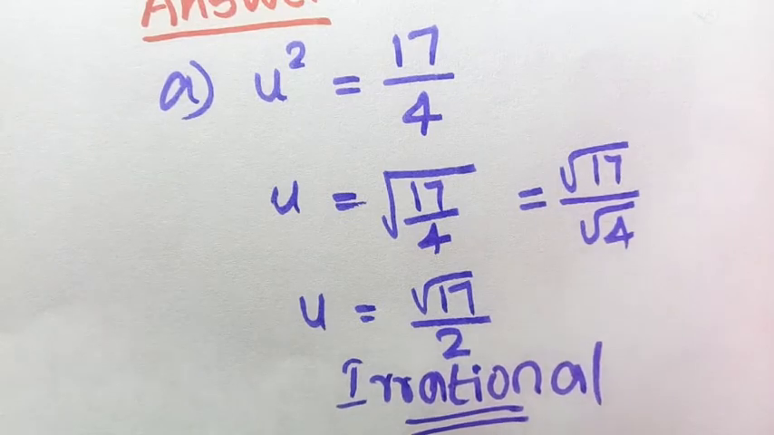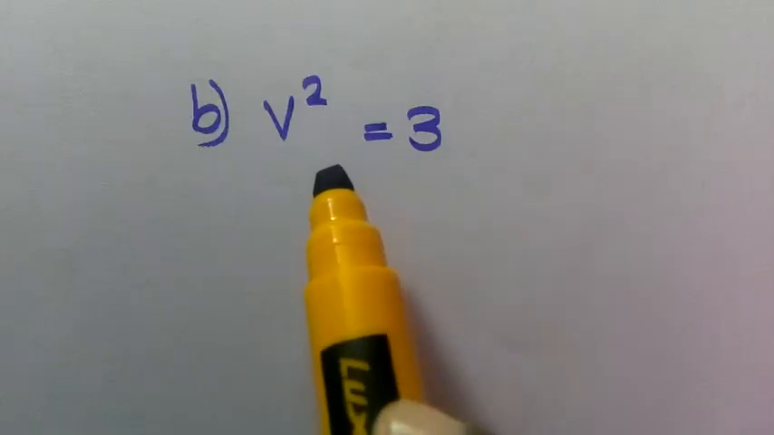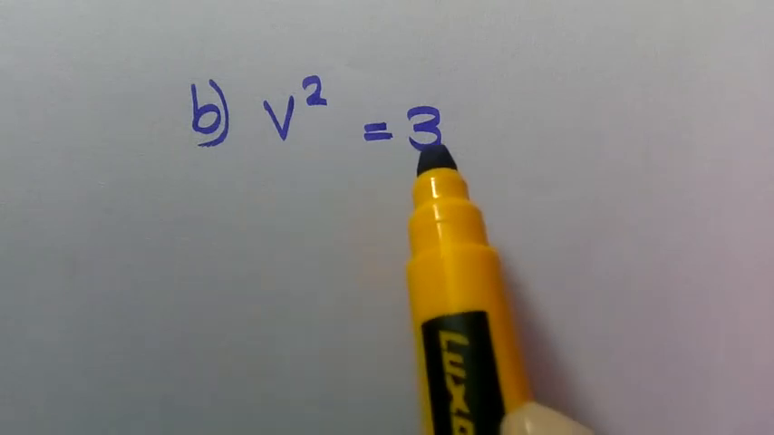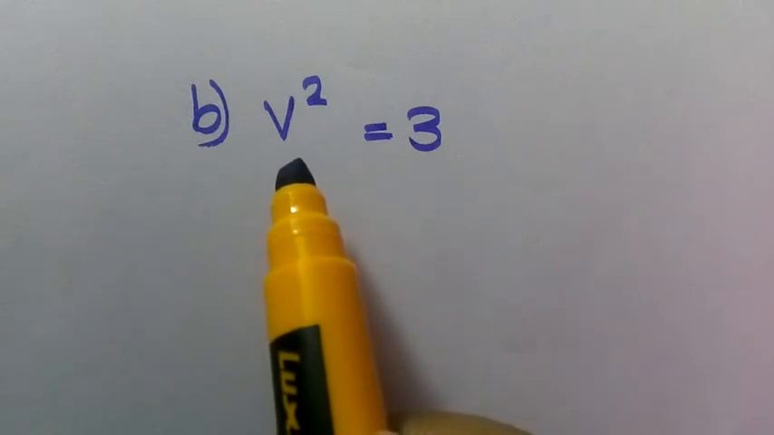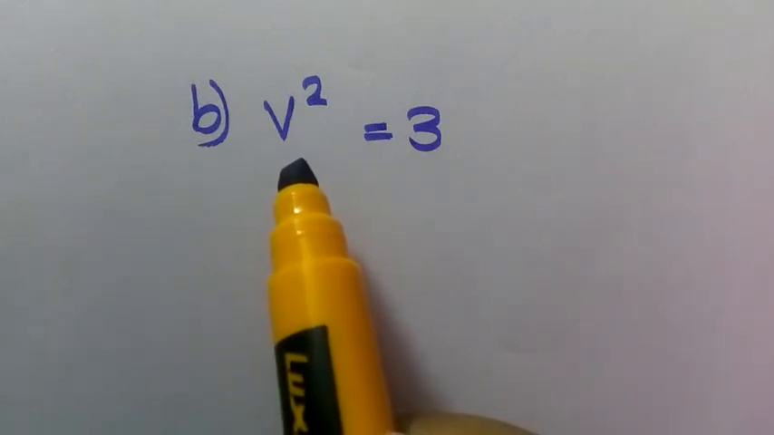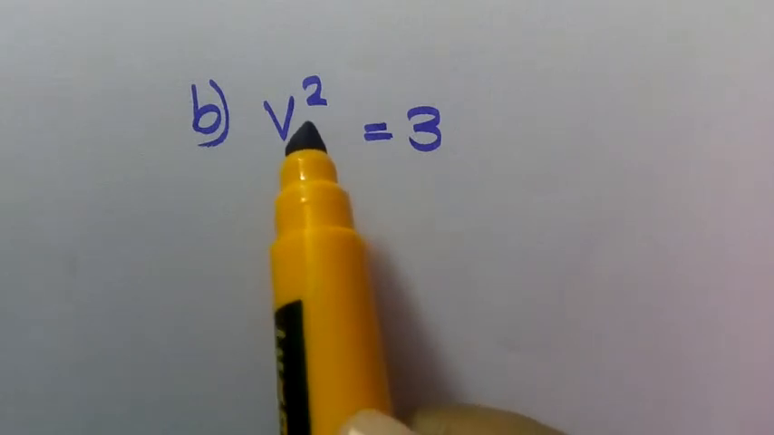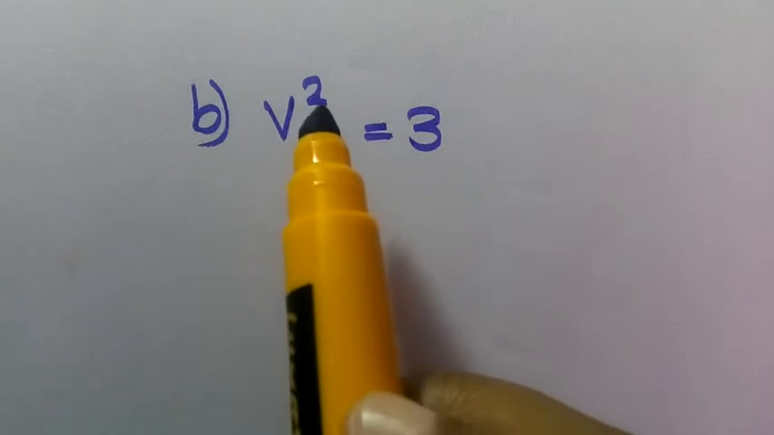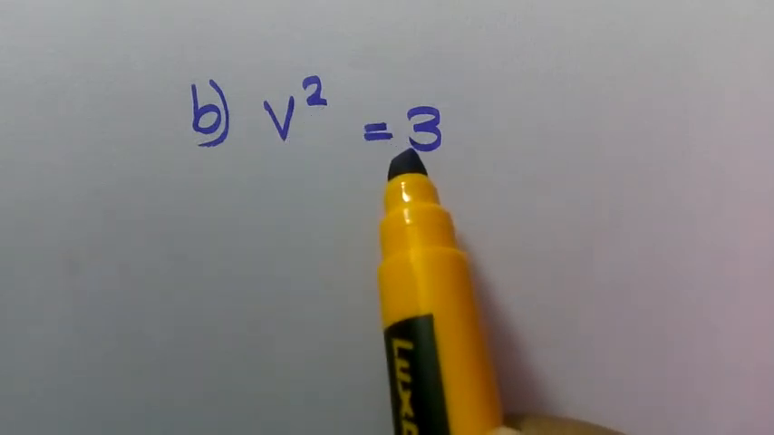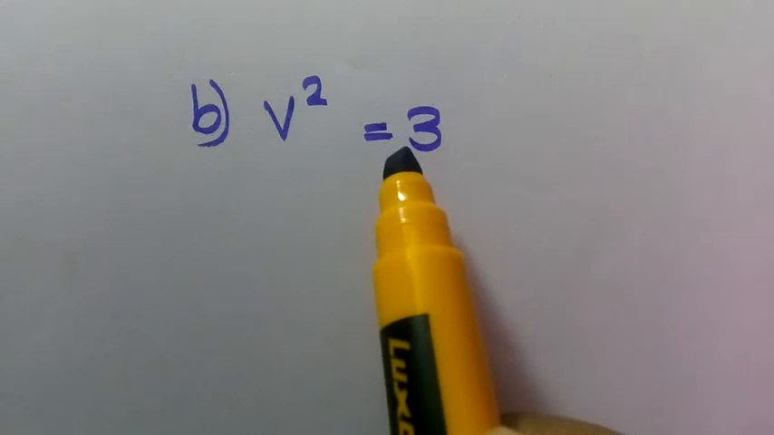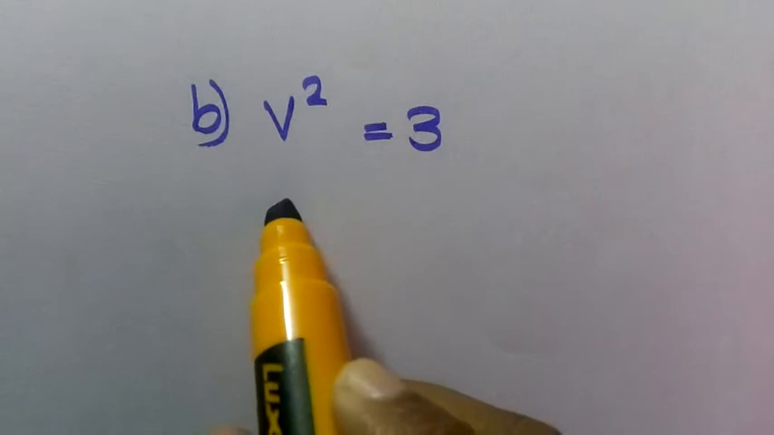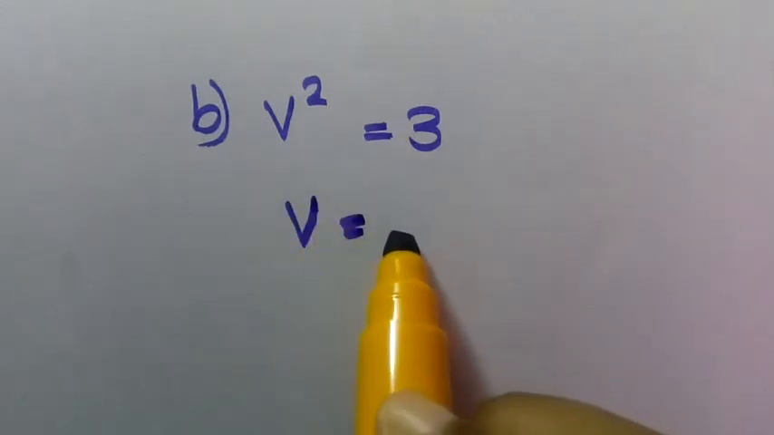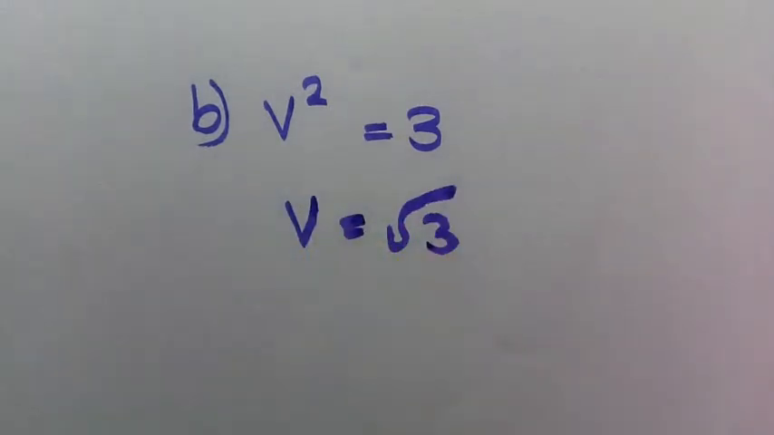Okay. Now we will check the next question. We have v square is equal to 3. So first we need to find the value of v. After that we need to identify whether v is a rational number or an irrational number. We already discussed if we take square to the opposite side of the equal to sign, then it will become square root. v square is equal to 3. So, v is equal to square root of 3.